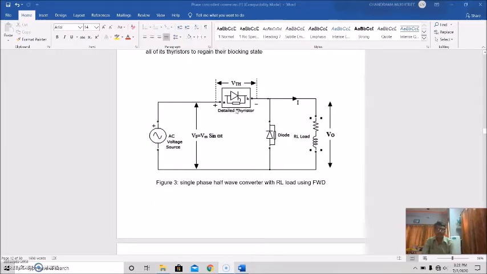So this is the circuit diagram. This is the flywheeling diode or freewheel diode, connected across the load. The load is an RL load. This is the source voltage. This is your thyristor, and this is the voltage drop across the thyristor. This is the output voltage, and this is the load current.